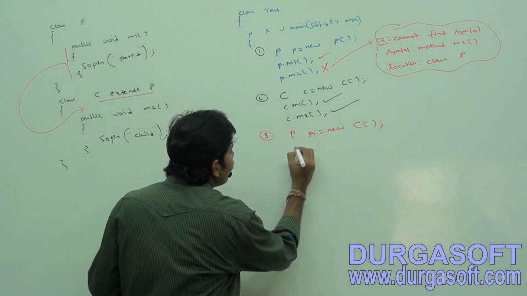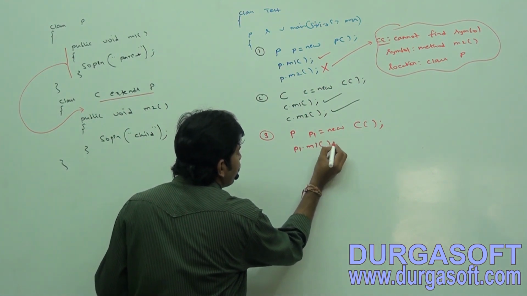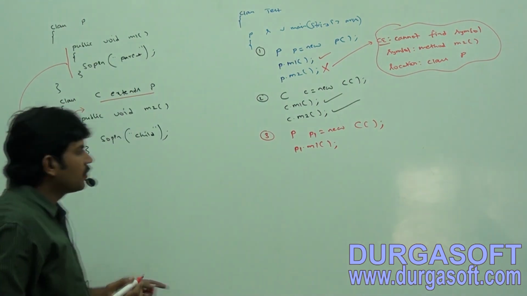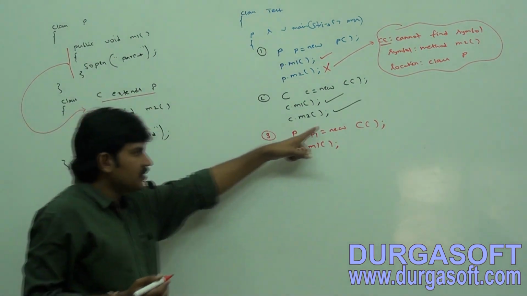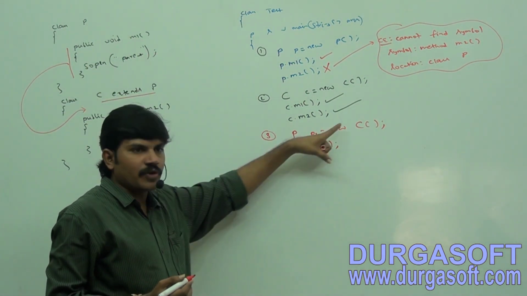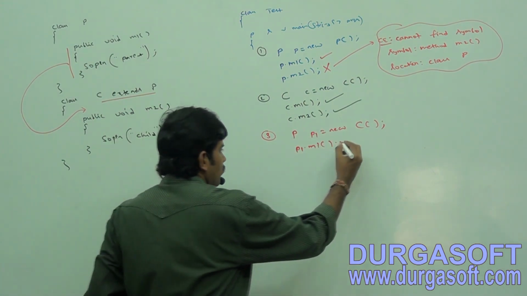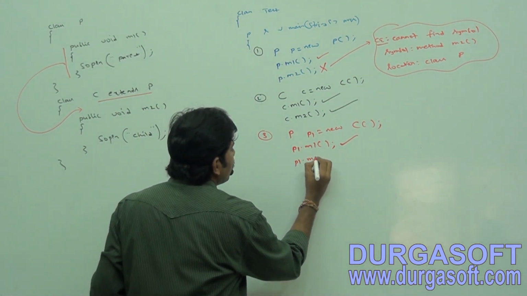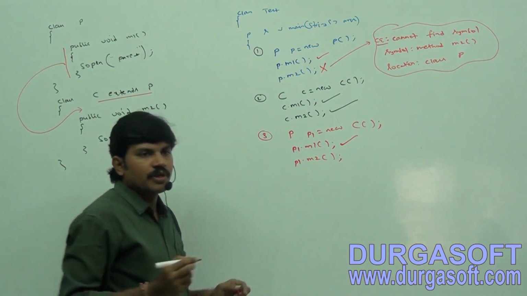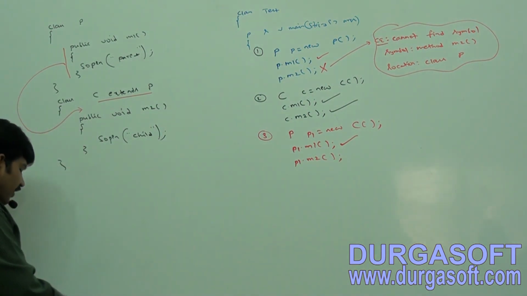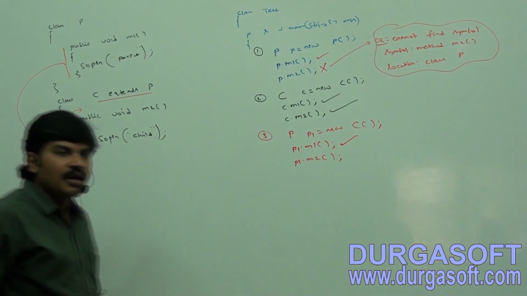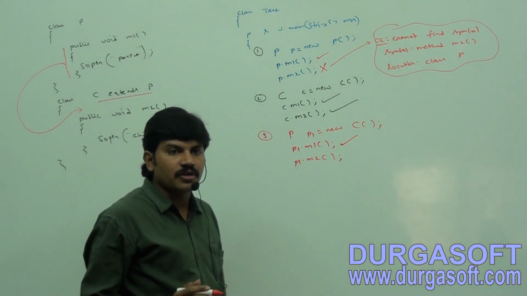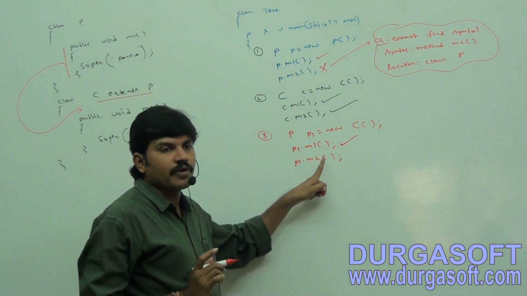Now, P1.M1, valid or not? Yes, because it is a parent class reference holding a child object, and the parent method is by default available to the child. That's why no problem at all. Next, P1.M2 method. Is it valid or invalid? This one is 100% invalid. Compile time error by default we are going to get.